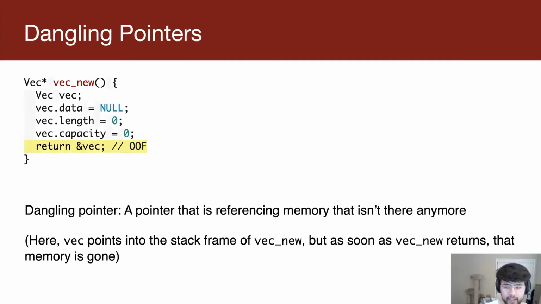There is an issue with dangling pointers. So what's a dangling pointer? A dangling pointer is a pointer that is referencing memory that isn't there anymore. And I think this one is a little tricky to understand, so I want to make sure everyone gets this.